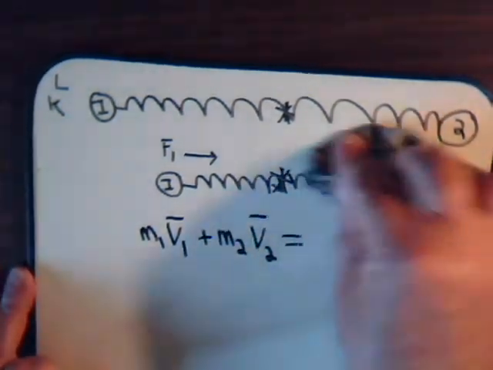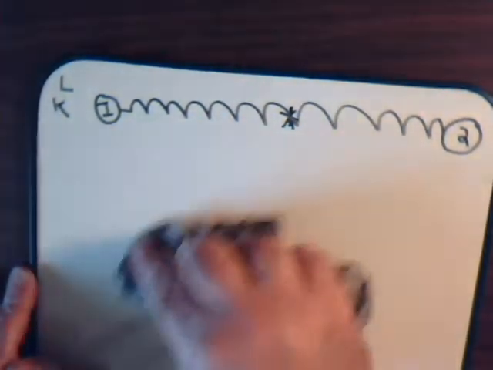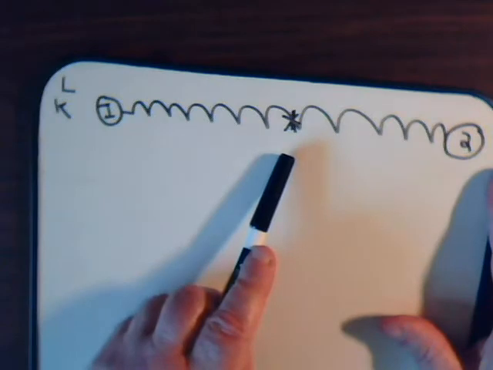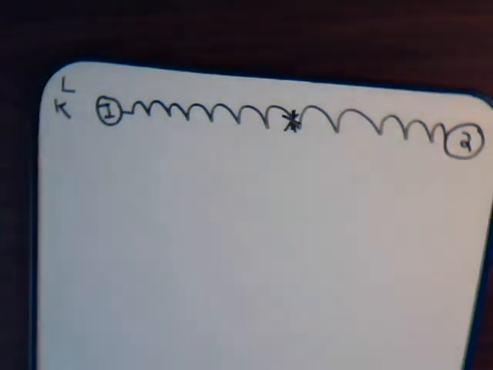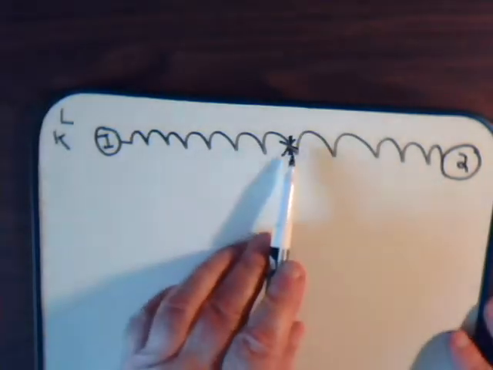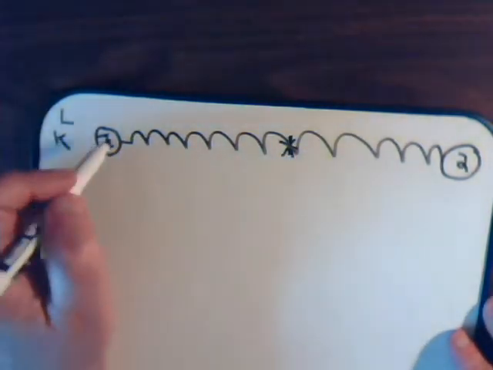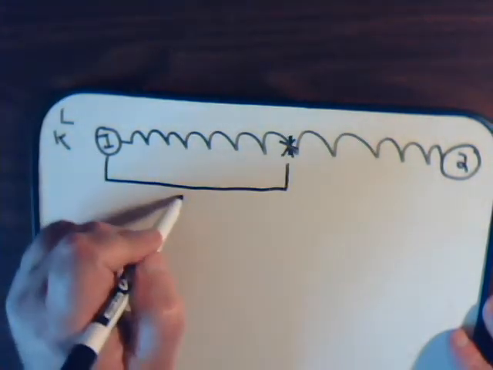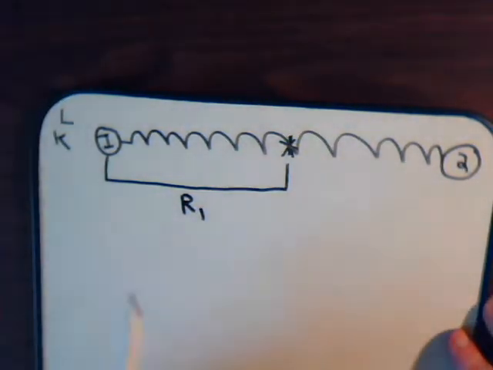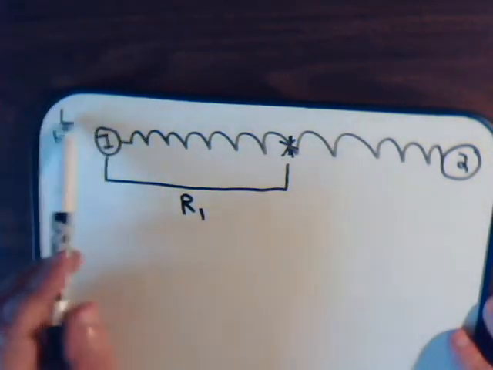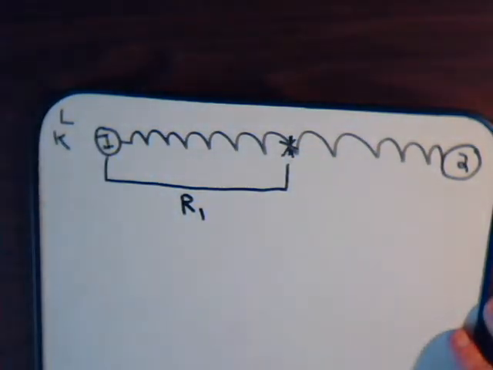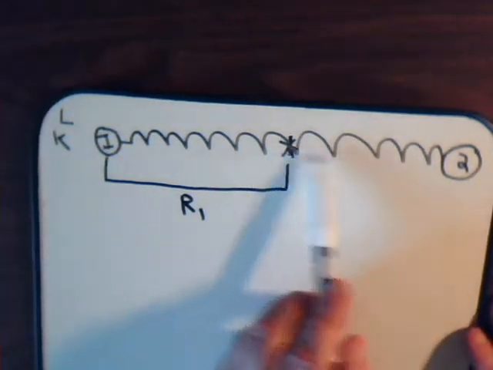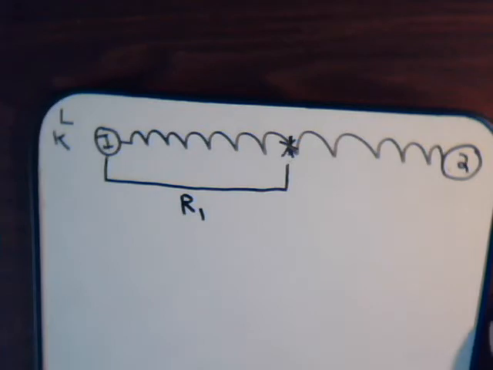So what we can do then is we can think of this single spring as being comprised of two smaller springs. With this spring, we can say it has a length of R1 going from the center of mass to where the block is. Call this R1, and this mass is going back and forth on this spring that has length R1, and this block then is going back and forth on this spring, which will have a length, say, of R2.